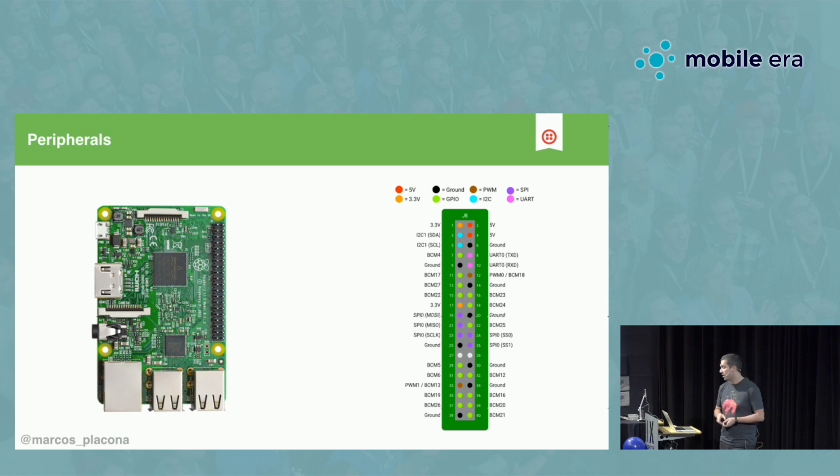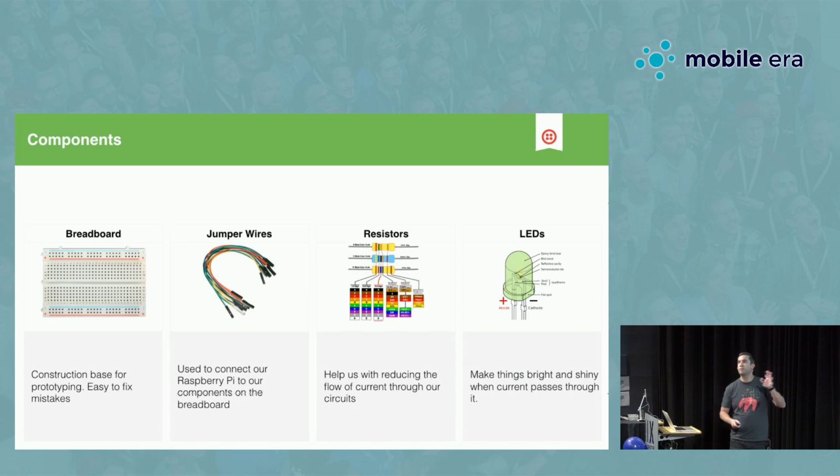You have SPI. These are all protocols. Imagine in the web, you have the HTTP protocol. Here, you have protocols as well, and you can use those protocols to communicate with different pieces of hardware. But talking about hardware, let's look at some examples of things that you will come across if you start playing with Android Things.